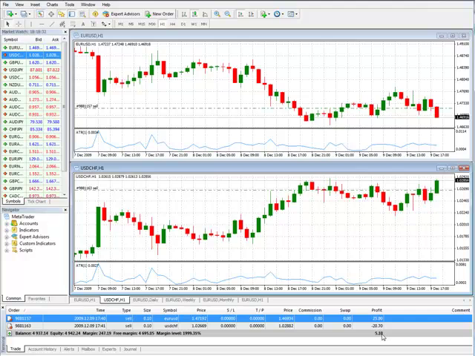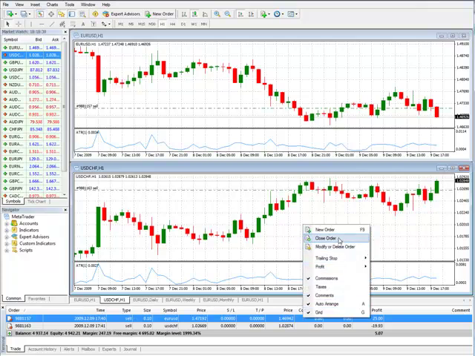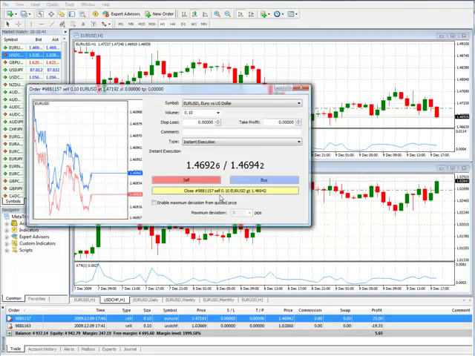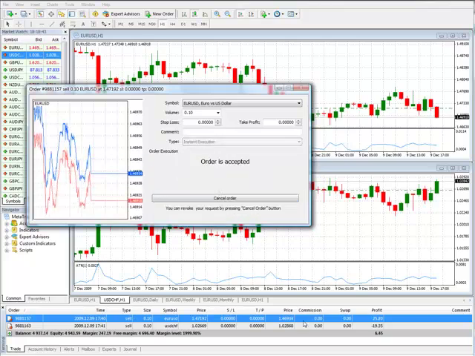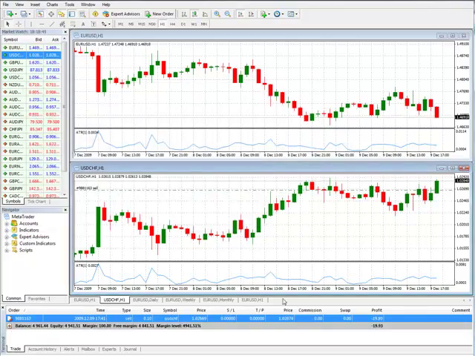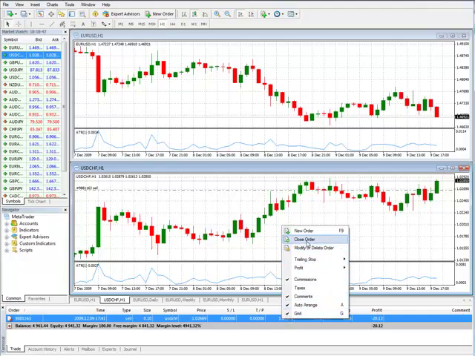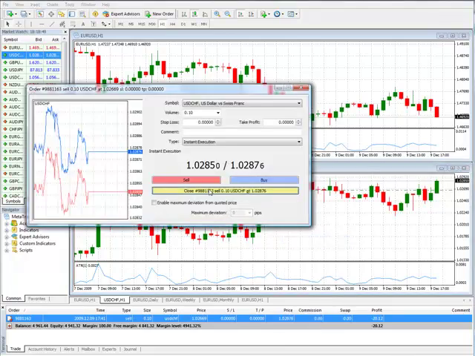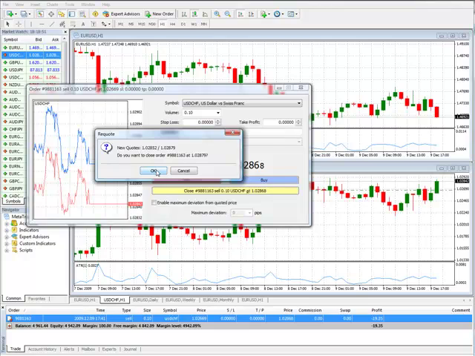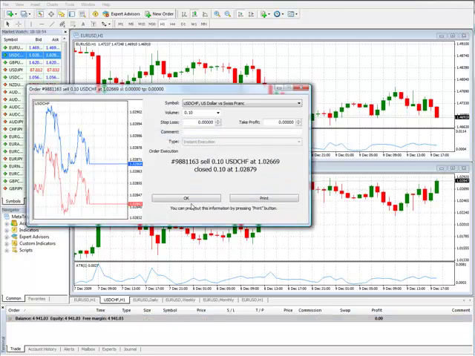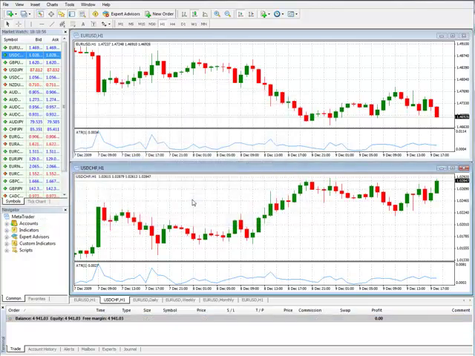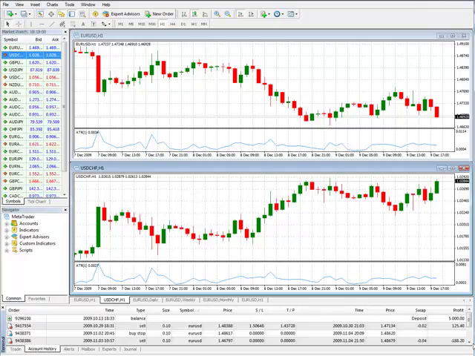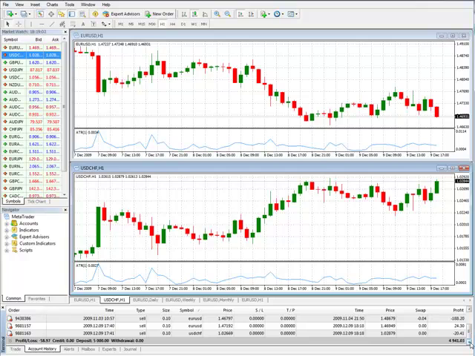Or if you're in a scalping mood, like we're going to be right now, we're going to jump in with just a little bit of profit, and we're going to close that order. Now we're going to jump in and close that order. Done. Okay. Let's see, account history shows the last two trades.